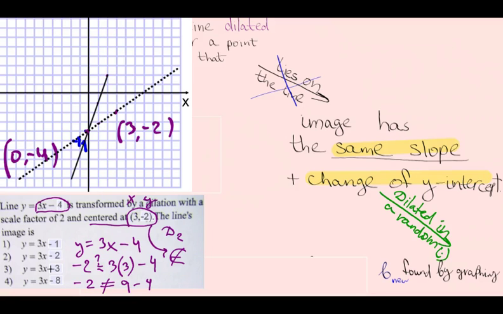So I'm going to check how I move from the point of dilation into the point with the y-intercept minus 4. Looks like I went down 2 and 3 to the left. So I will need to apply it twice. This was my first time, so I will go 2 more down and then 3 to the left. This will be my new point.